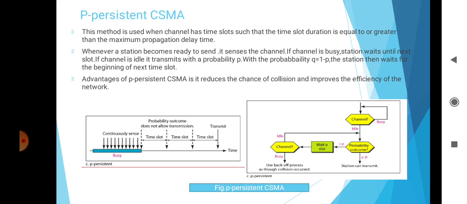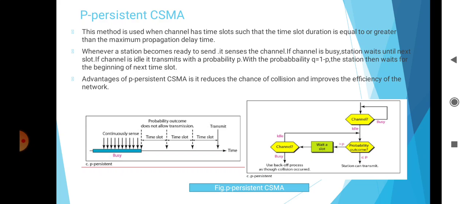The third type is p-persistent CSMA. This method is used when the channel has time slots, such that the slot duration is equal to or greater than the maximum propagation delay time. Whenever a station becomes ready to send, it senses the channel, and if the channel is busy, the station waits until the next slot. If the channel is idle, then it transmits with probability p. With probability q equal to 1 minus p, the station waits for the beginning of the next time slot.